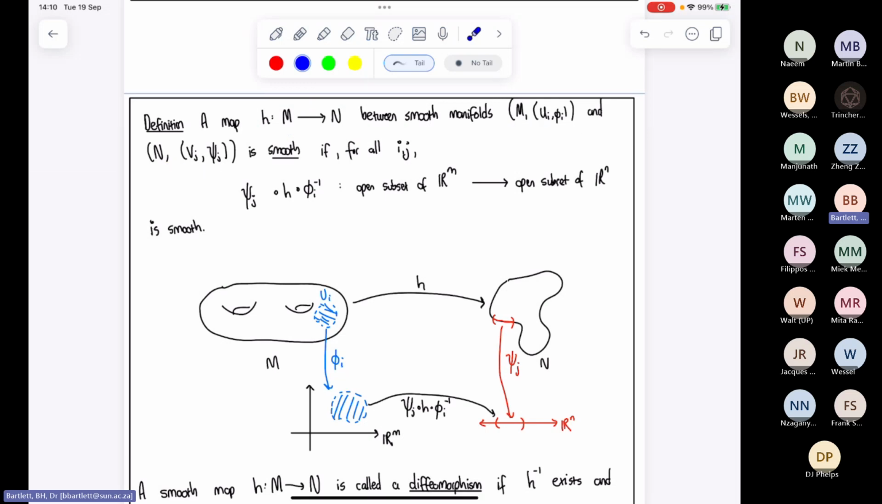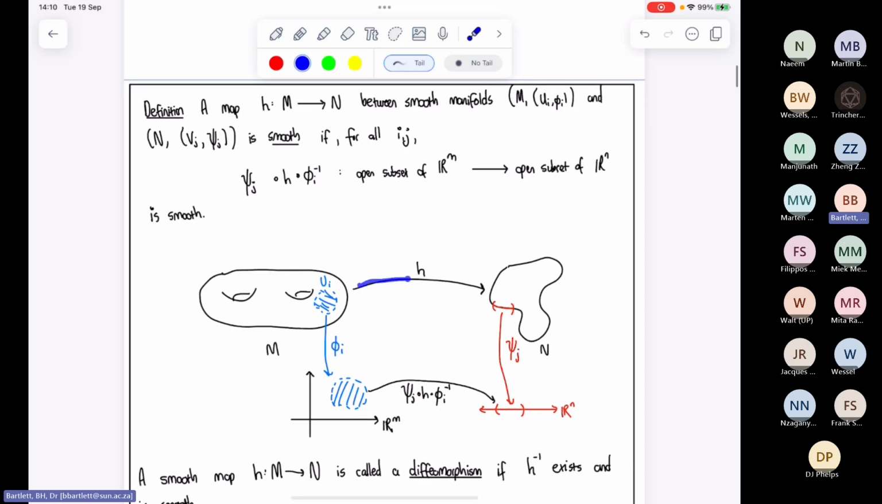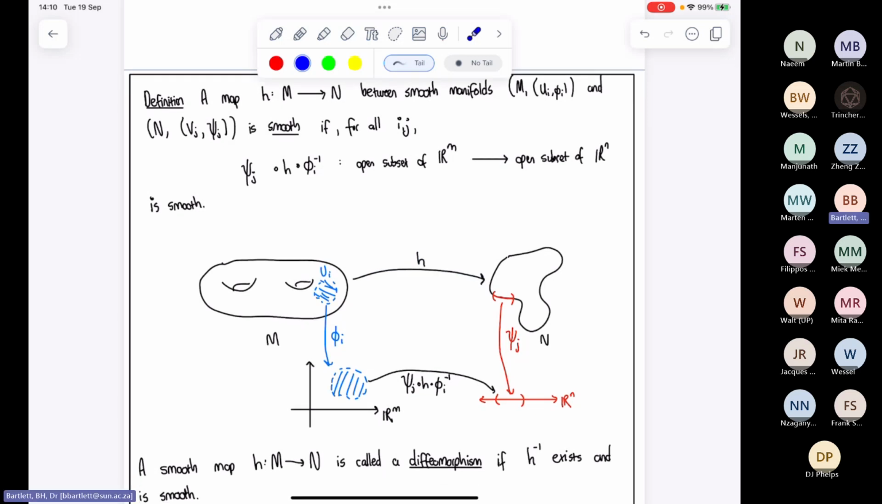A map between smooth manifolds is smooth if for all i and j, this composite map is going to be a smooth map from an open subset of R^m to an open subset of R^n. This is an m-dimensional manifold. This is an n-dimensional manifold. And I've got a map H from M to N, and I'm asking whether that's a smooth map. Remember, I know what a smooth function on a manifold is. Now I'm asking, when is a map between manifolds smooth?